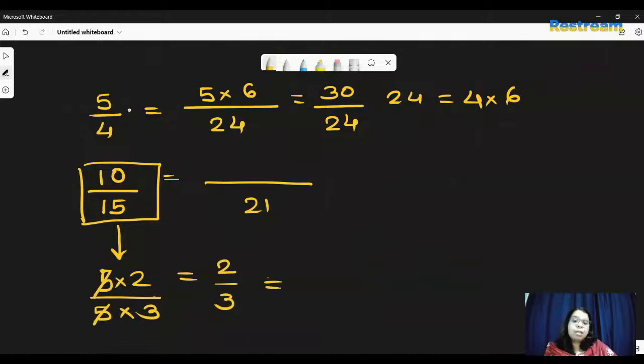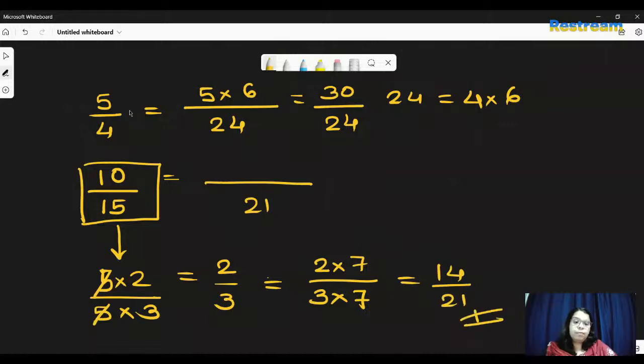Now can I convert my 3 into 21? Yes, I can convert my 3 into 21. So I will do 3 times 7, not 20, sorry. See, this happens when your brain works faster than your hand. So 2 times 7, I have 14 over 21. This is how you manipulate the fractions. You have to check what is happening with either the numerator or the denominator which is given, and you have to do the same operation on the remaining entity.